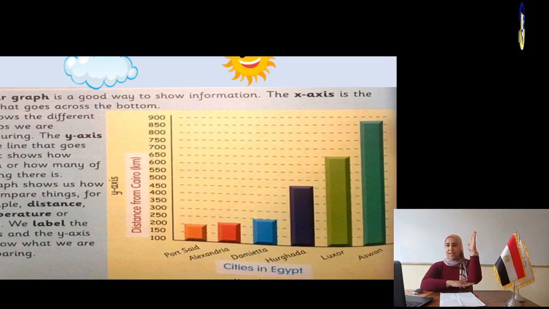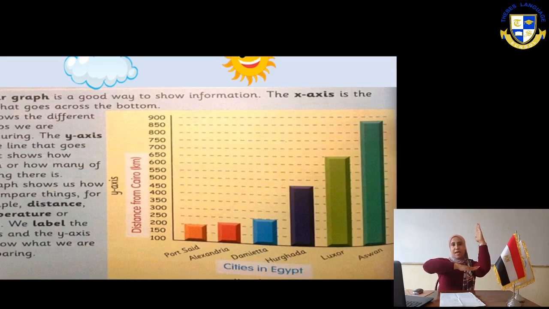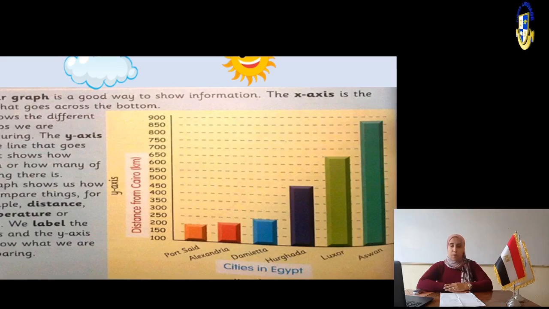The y-axis is the line that goes up. This is the x-axis and this is the y-axis, okay? It shows how much or how many of a thing there is. A graph shows us how to compare things, for example, according to distance, temperature, or time.